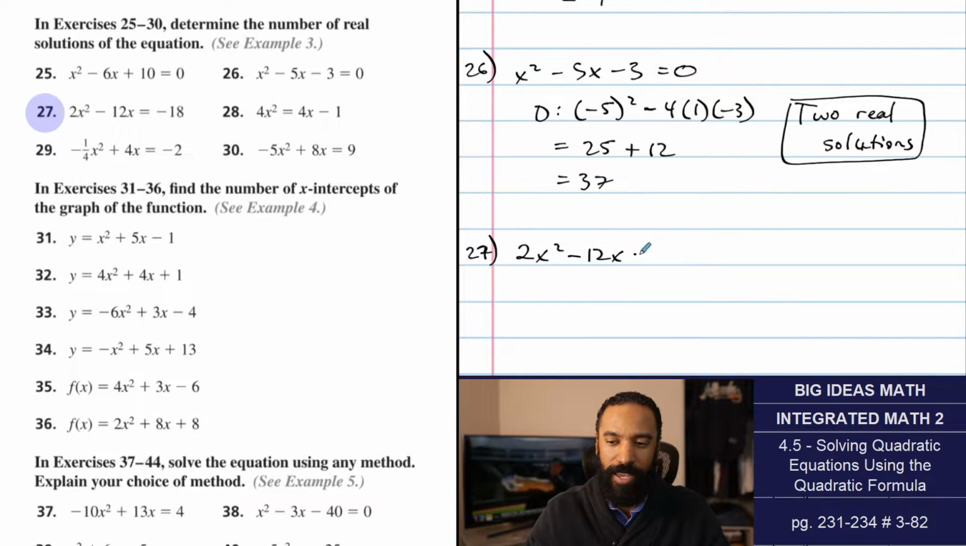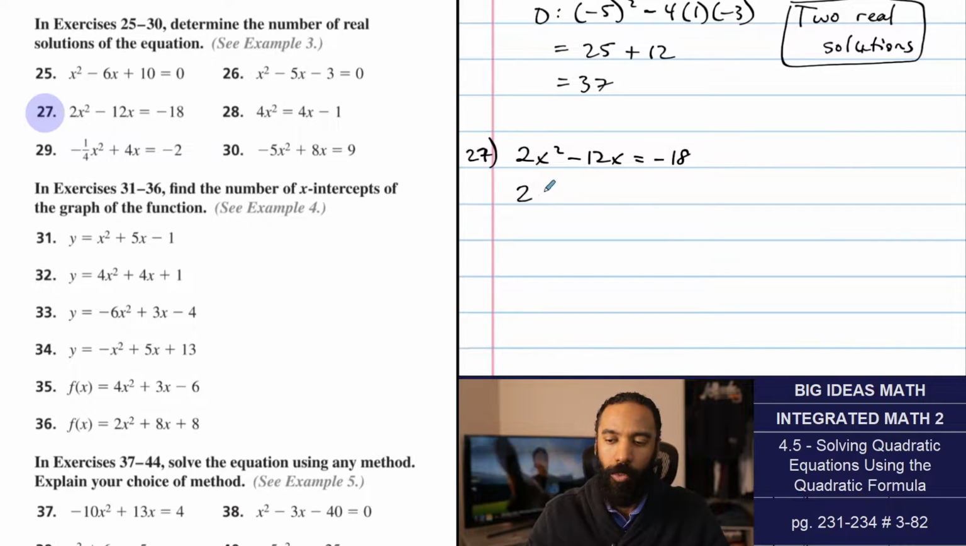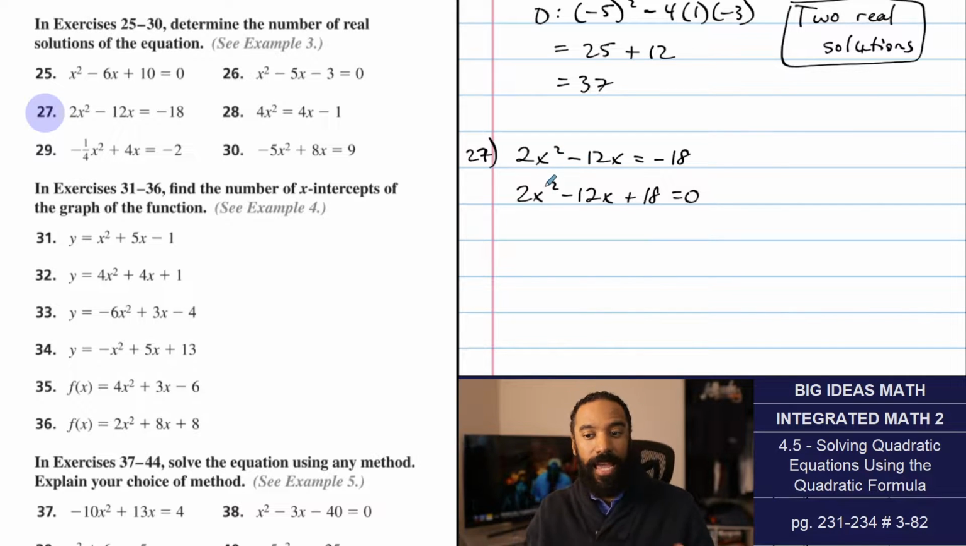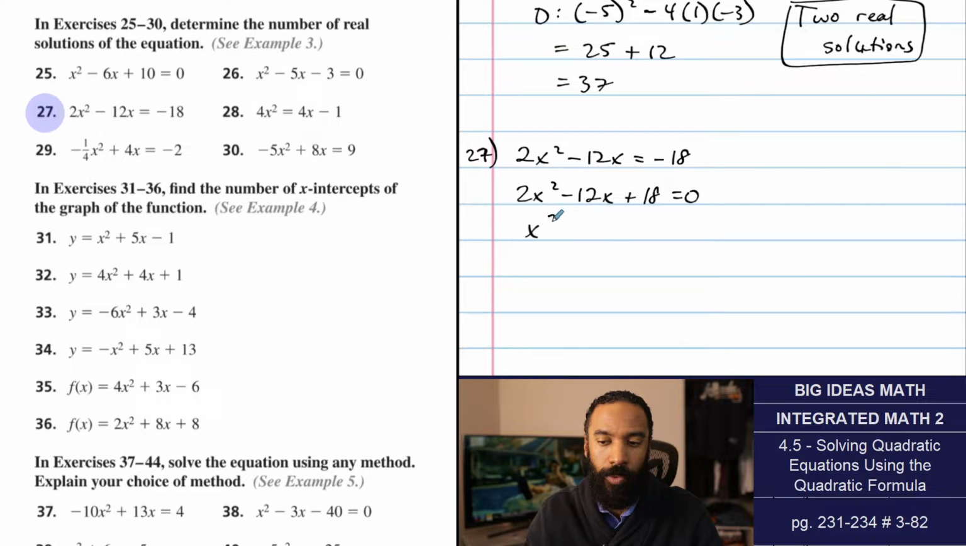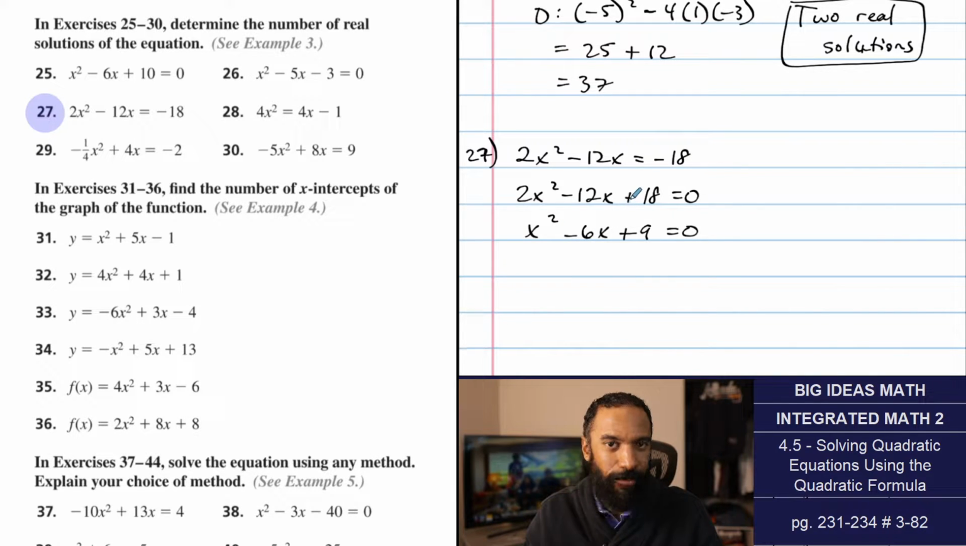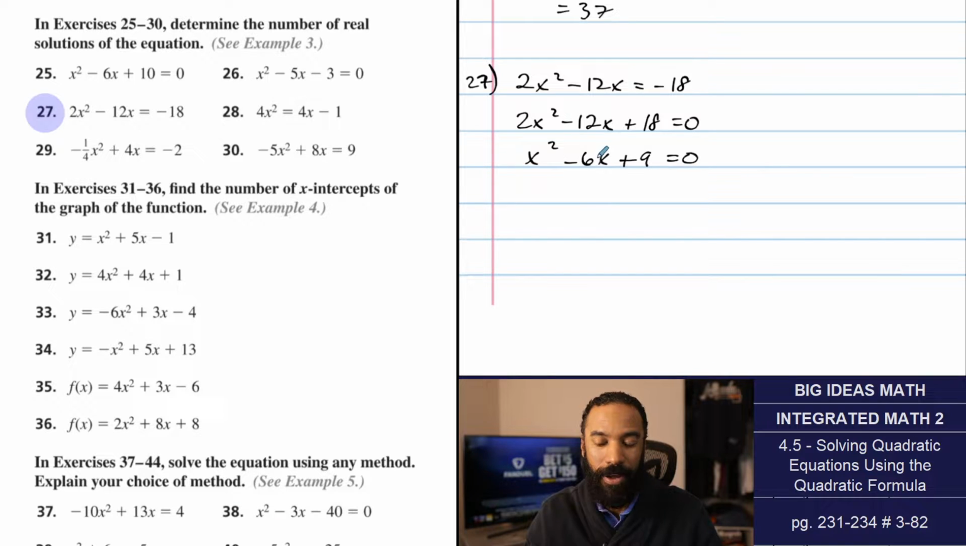2x squared minus 12x equals negative 18. Okay, this problem is somewhat a first of its kind here, where I'm going to add 18 to both sides. Furthermore, I do not have to use numbers this big. I kind of manipulated a decimal problem into doing something like this, but I'm going to divide everything by 2 and get x squared minus 6x plus 9 equals 0. And I see that this is going to have one solution because it's a perfect square trinomial. I didn't see that before, but now I do.